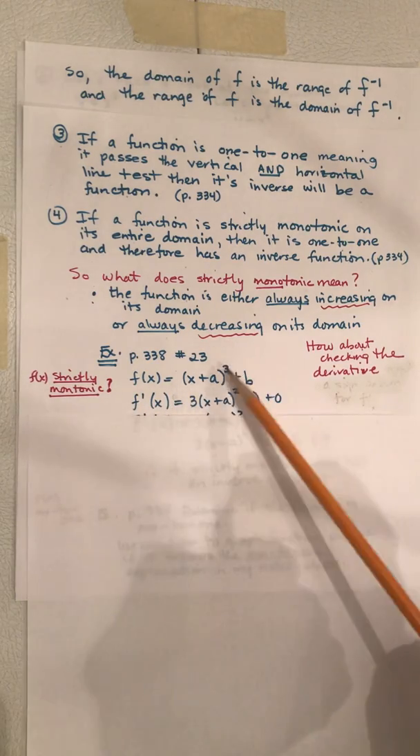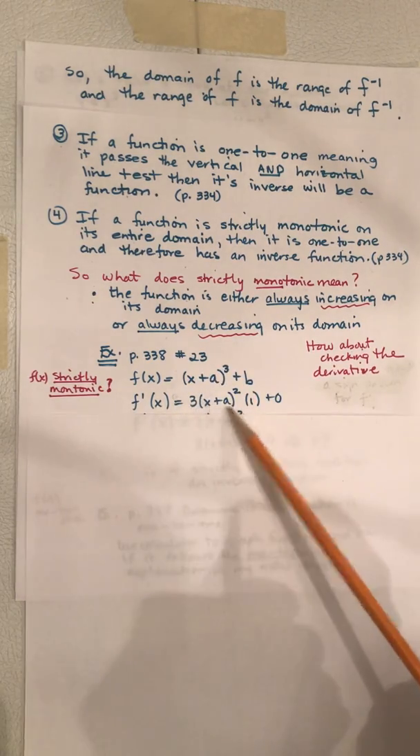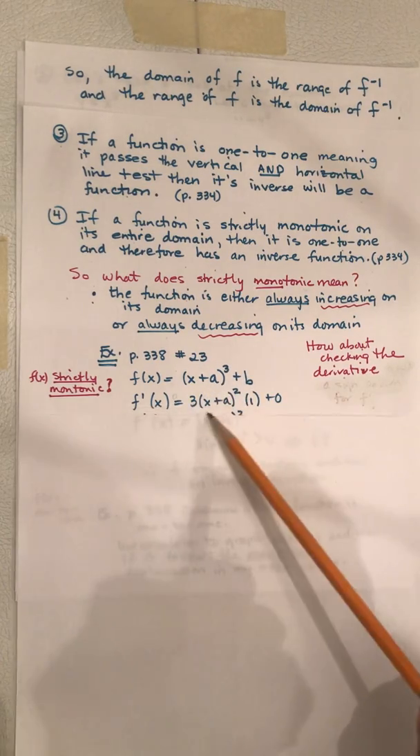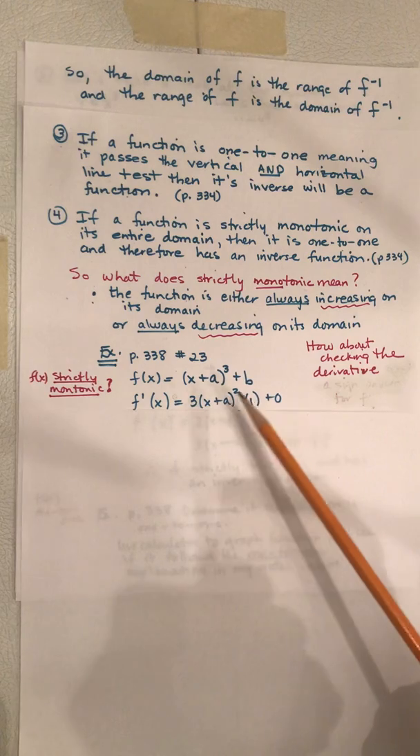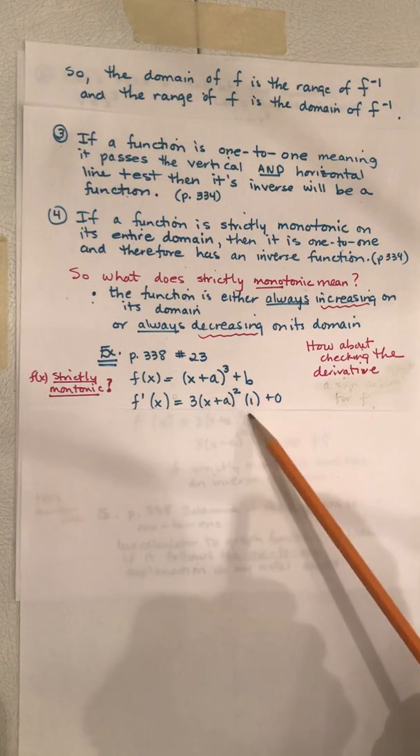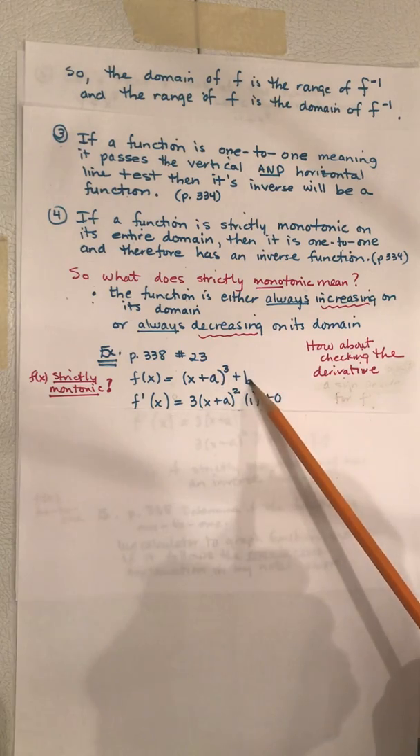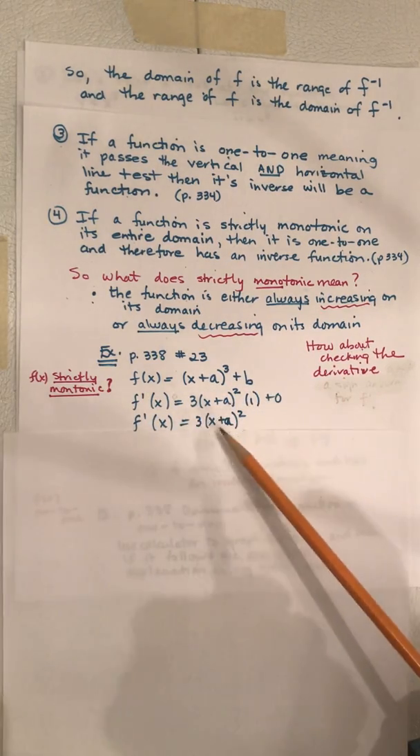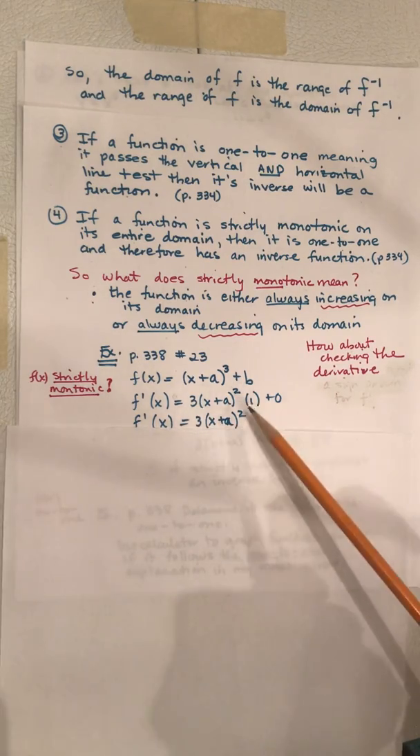F prime is chain rule: 3, keep the base the same, drop the exponent by 1, take the derivative of the inside function. The derivative of x is 1, a is a numerical value, so the derivative of that would be 0. And then the derivative of b, which is a numerical value, is 0. So the derivative comes out 3 times the quantity x plus a, squared.